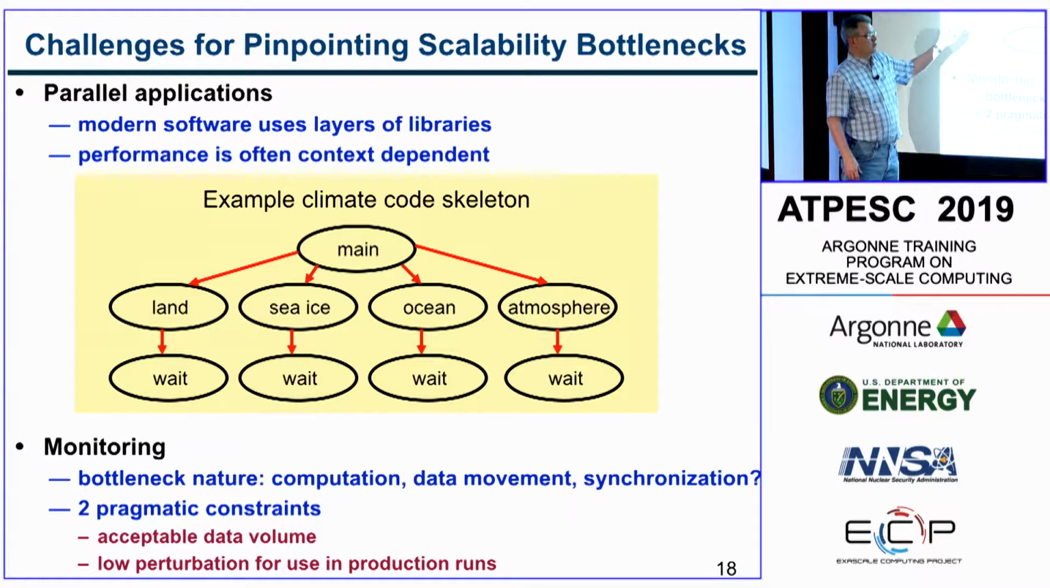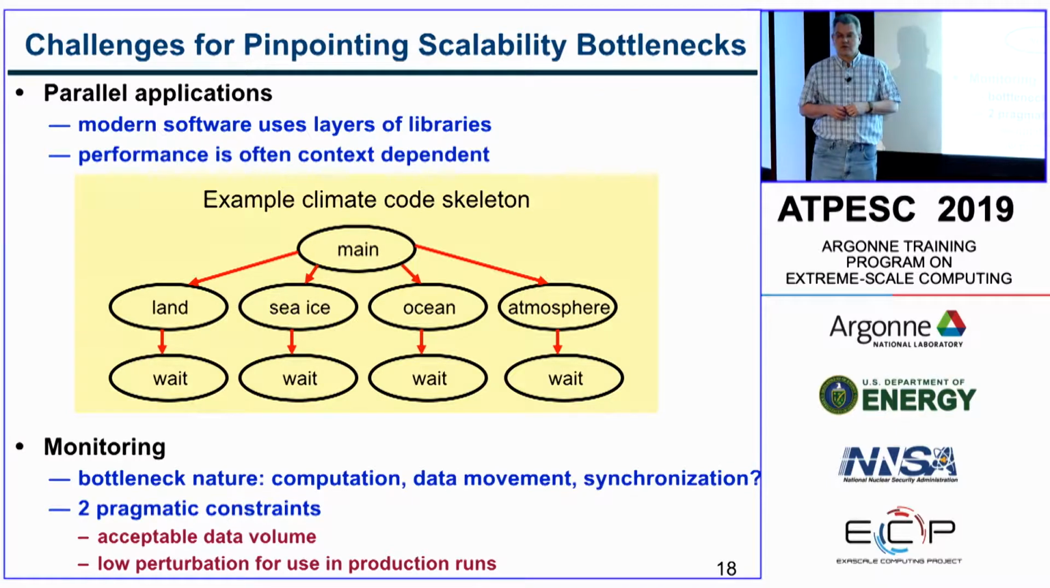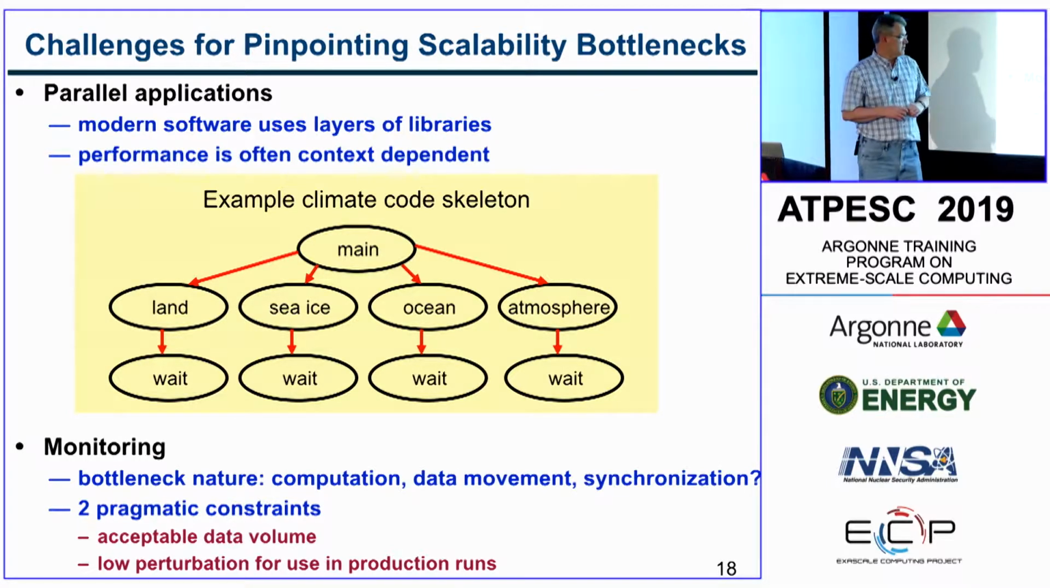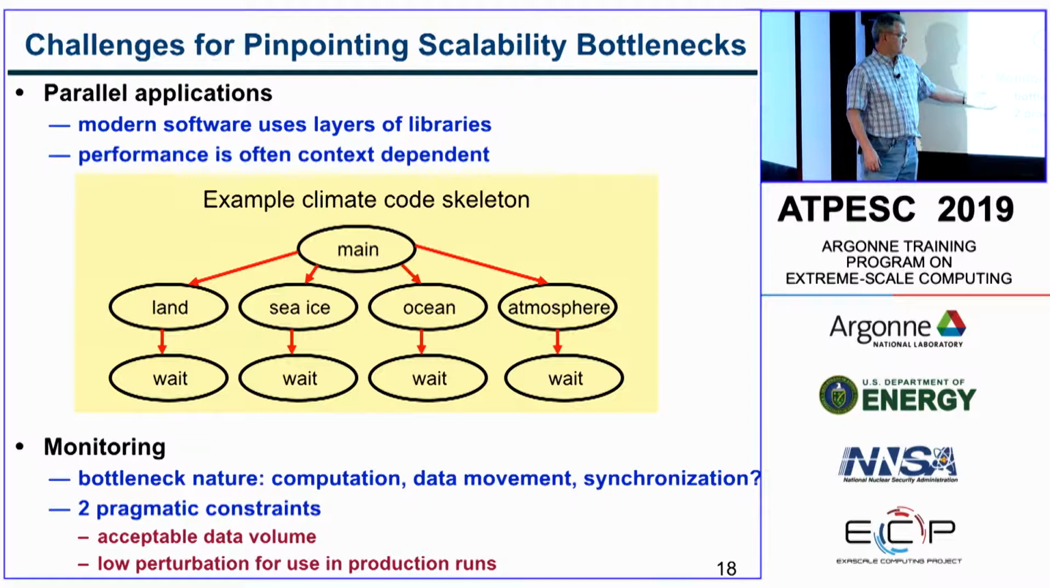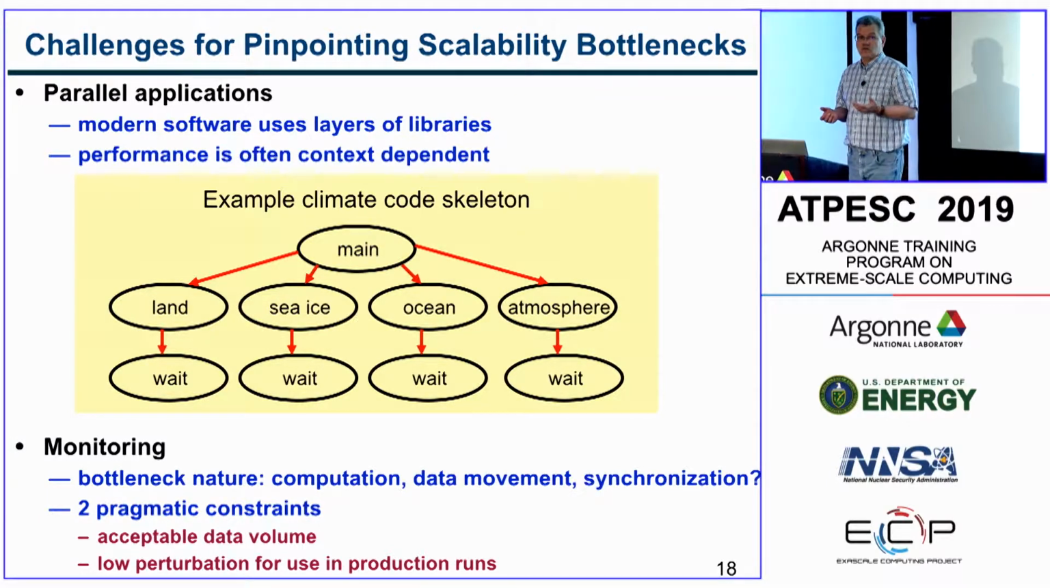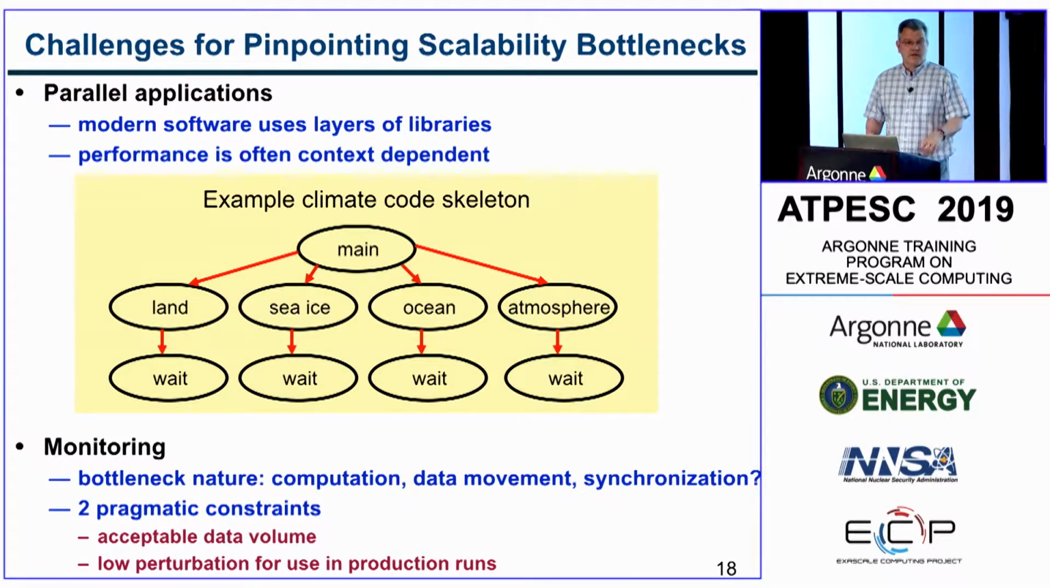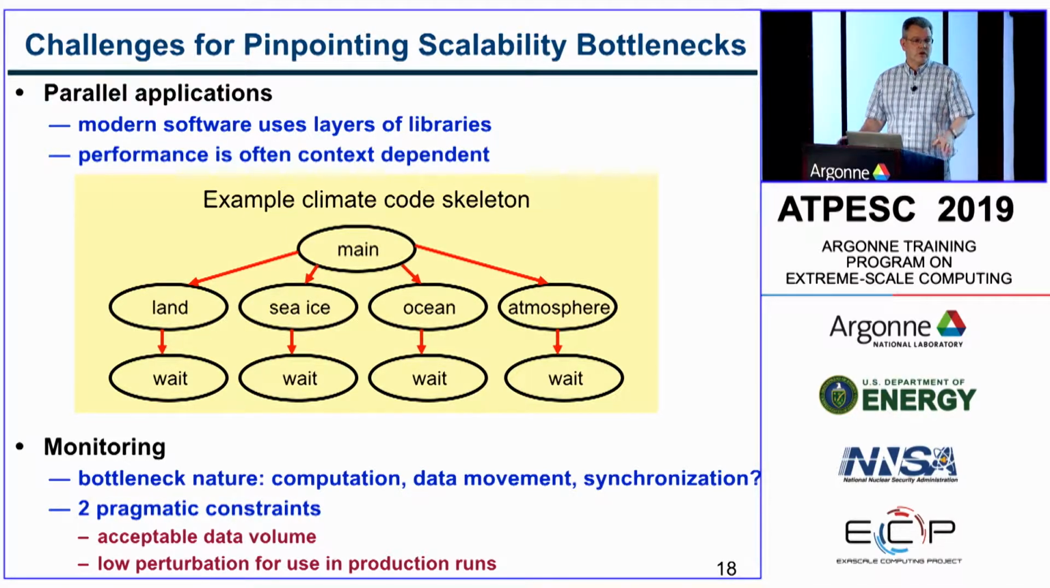What we want to be able to do is find out if we're spending time in MPI wait, we want to know which of these phases is the problem. When we're monitoring, we don't know whether the bottleneck is communication, computation, or synchronization. The pragmatic constraints are that we can't collect too much data, and we don't want to disturb your application's run so badly that you can't afford to run it. If we dilate the cost by a factor of 10, that's not so good. We'd like it to just be a few percent.